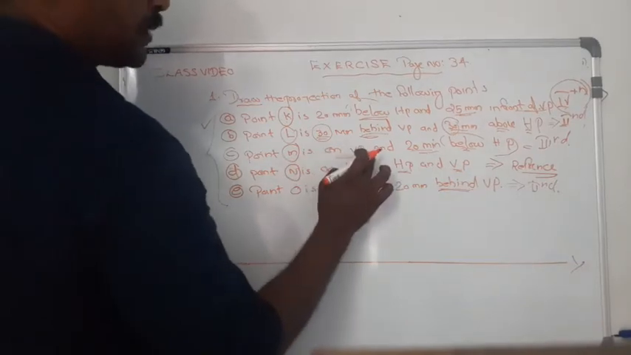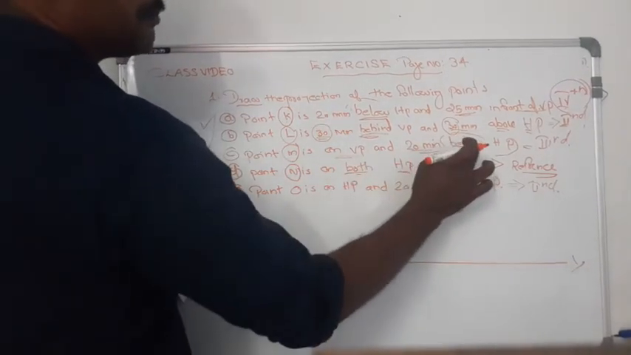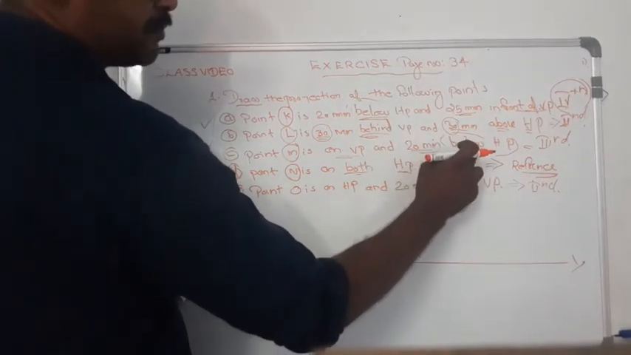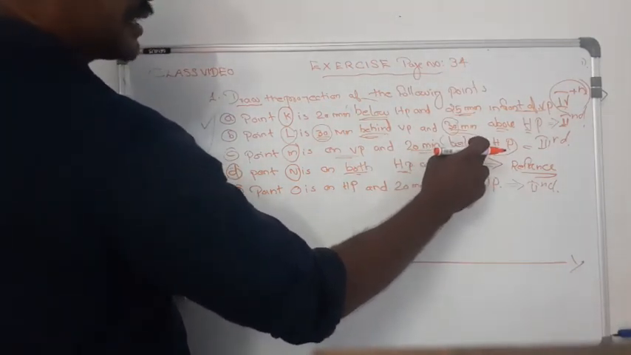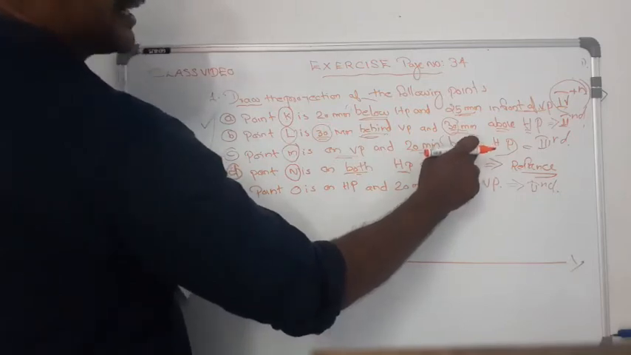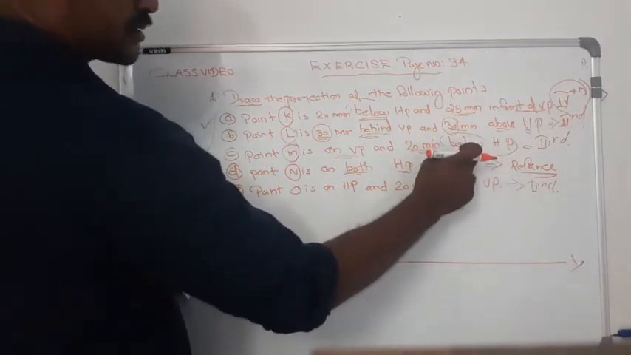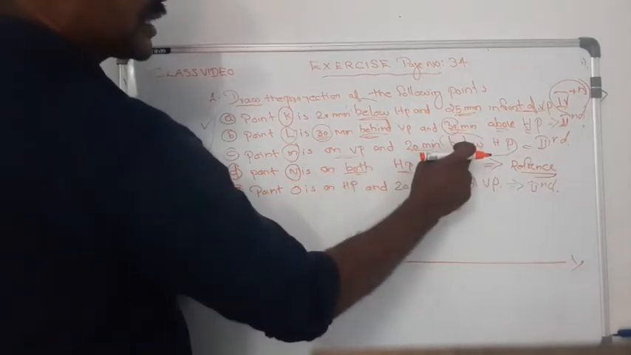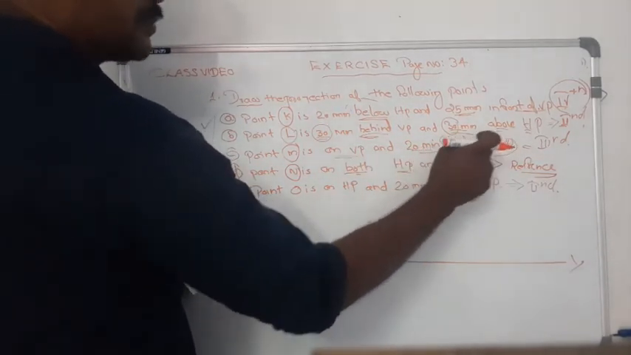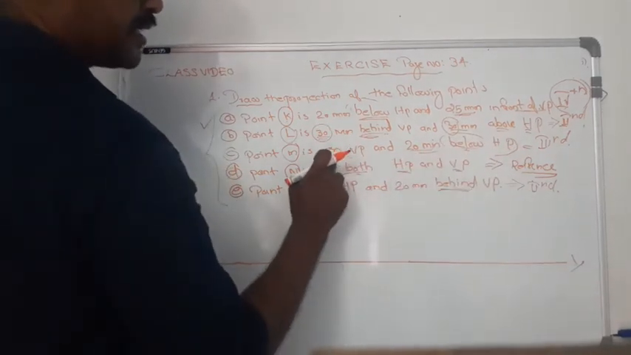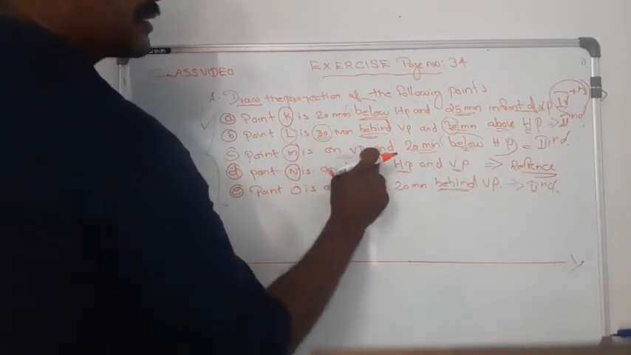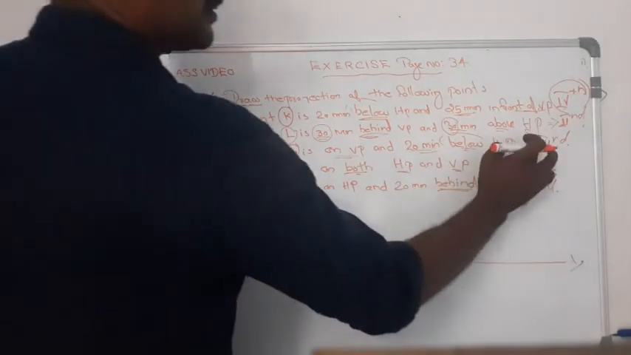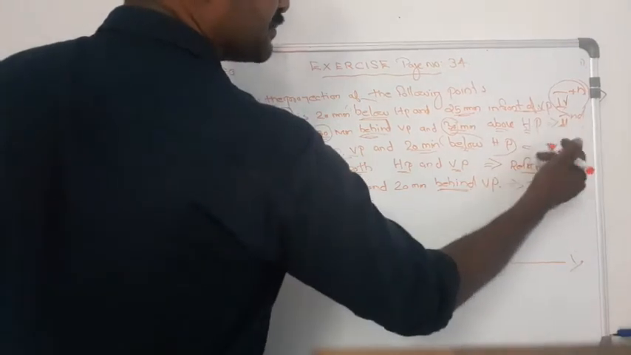M is on VP and 20 mm below HP. There are two conditions in the below case, that is, either it is the third quadrant or the fourth quadrant. But in the case of the fourth quadrant, we say below HP and in front of VP. Here, on VP and 20 mm below HP, so I am taking that the quadrant is third.